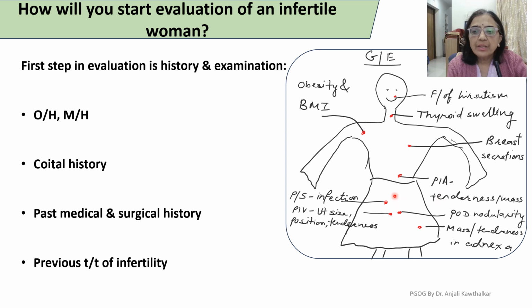Abdominally, we see whether there is any tenderness or mass. Per speculum examination, to see whether there is any infection, cervicitis, or vaginal infection. Per vaginally, to see the size and position of the uterus, and whether there is any tenderness. We also have to see the fornices and the pouch of Douglas, whether there is any nodularity, which will be suggestive of mainly endometriosis if it is a tender nodularity, and in the fornices whether there is any mass or tenderness. So that covers the general, per abdominal, per speculum and per vaginal examination.